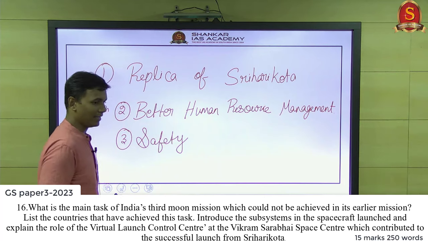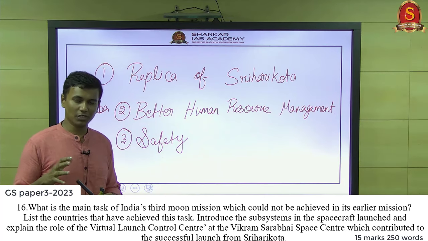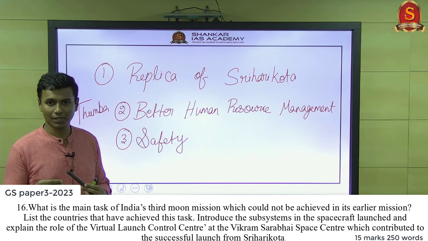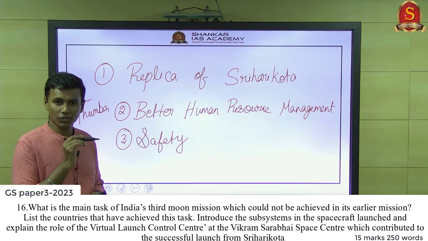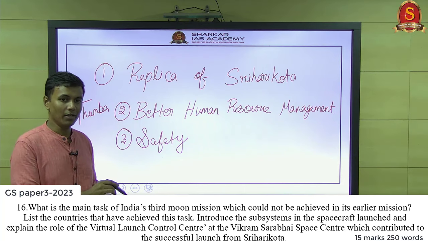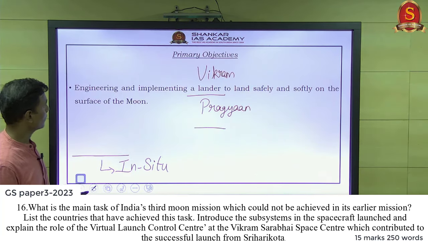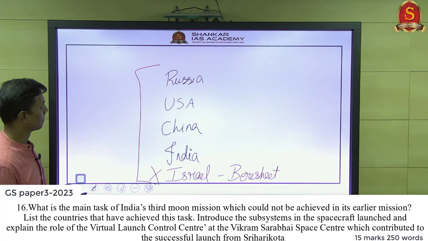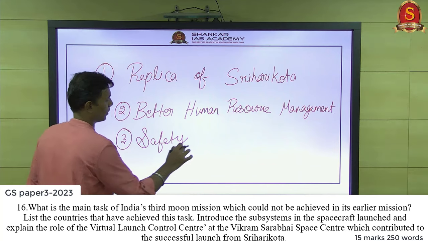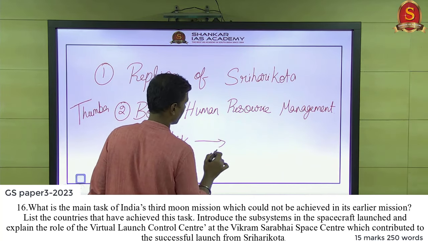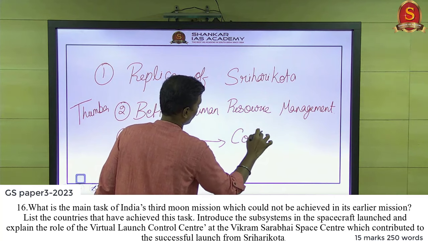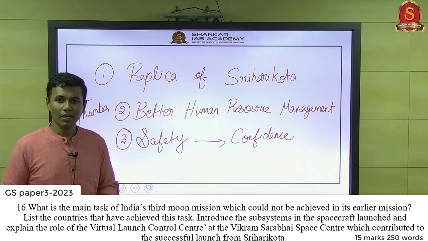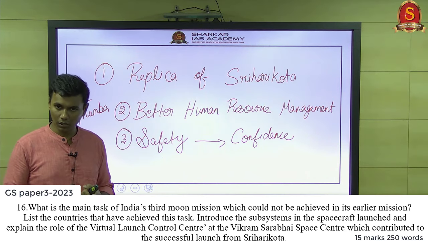In case of any unlikely events, mission abort systems or any other automated steps that have to be taken to fix the errors, all these were tested using the virtual launch control system located in Sriharikota. This ensured the safety of the mission, and also increased the confidence in the mission. Since we ran multiple checks before actually launching the mission, it increased India's confidence in the third lunar mission.